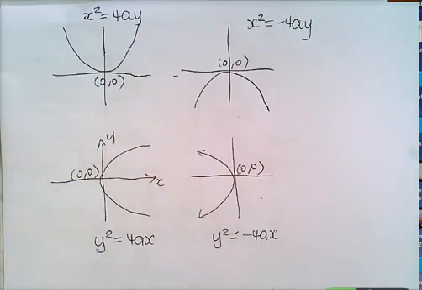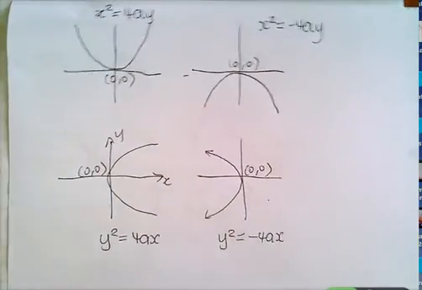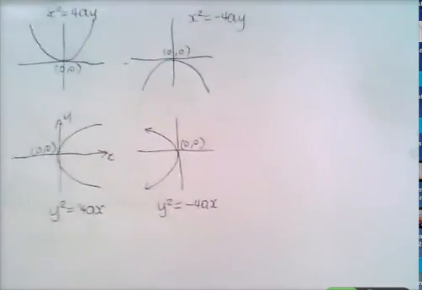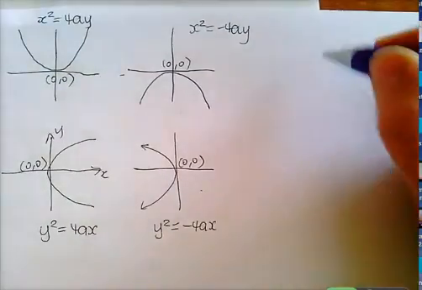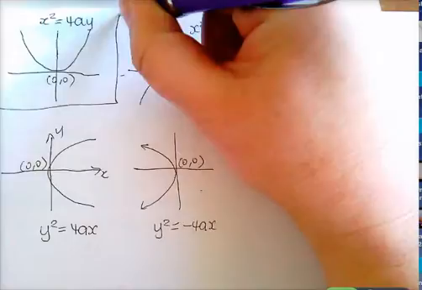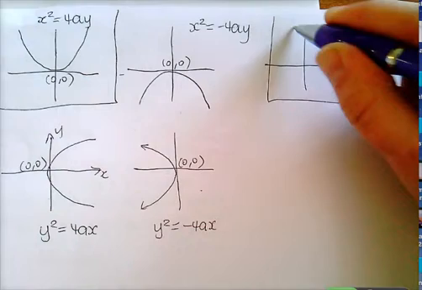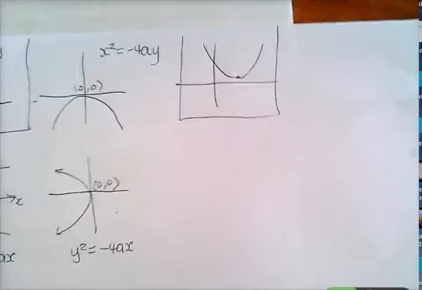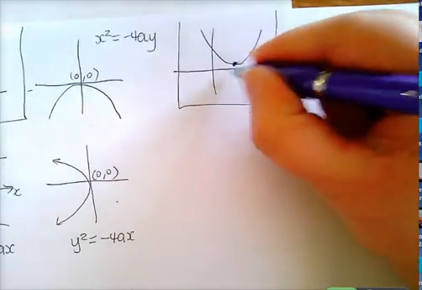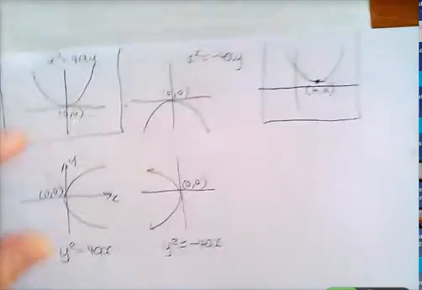Now, those are the general shapes. The thing is, not every parabola has vertex 0, 0. So I'm going to do these 4 types again, but I'm going to shift the vertex from 0, 0. So if I do this type again, it doesn't matter where, but the vertex is not 0, 0 anymore. I'm going to call the vertex H, K. It's still concave up.